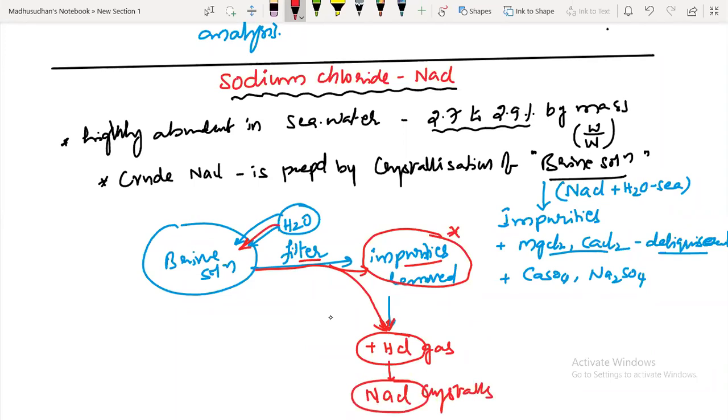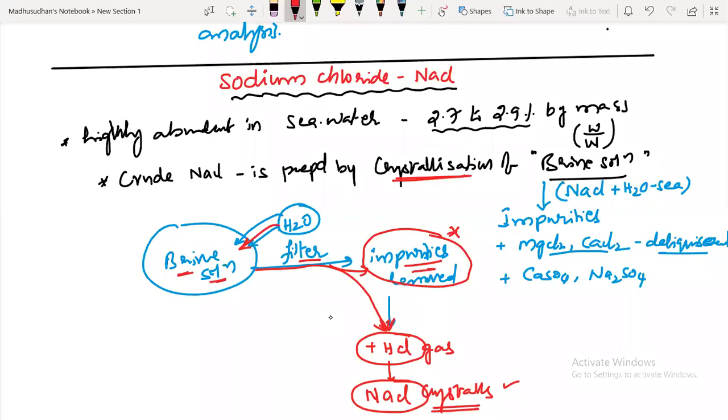Pure form of sodium and sodium chloride is coming out. Okay, so this is sodium chloride preparation. This is a very simple method, just a crystallization method. What we are doing is simply adding water to the brine solution. That means sea water we have taken, and in that some water is mixed again.